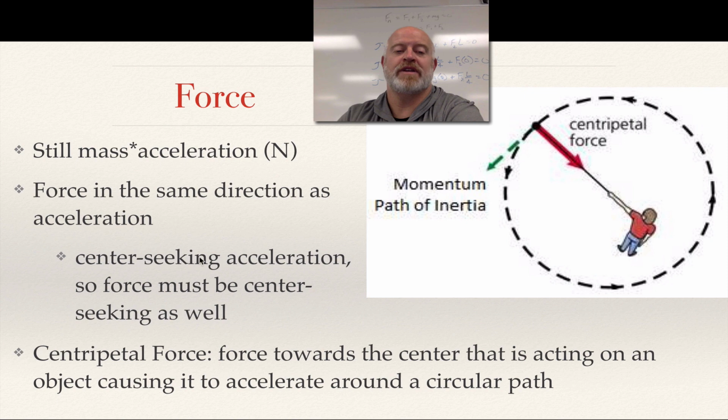With the center-seeking acceleration, that means the force must also be center-seeking. The name we give to that force is centripetal force. That force can be generated through tension on a string. It can be generated through, let's say, some sort of metal ring with a ball inside of it. It can be generated through friction, when you turn the tires of your car and go around a curve. It can be generated through a hand and an arm in a baseball or softball pitch.